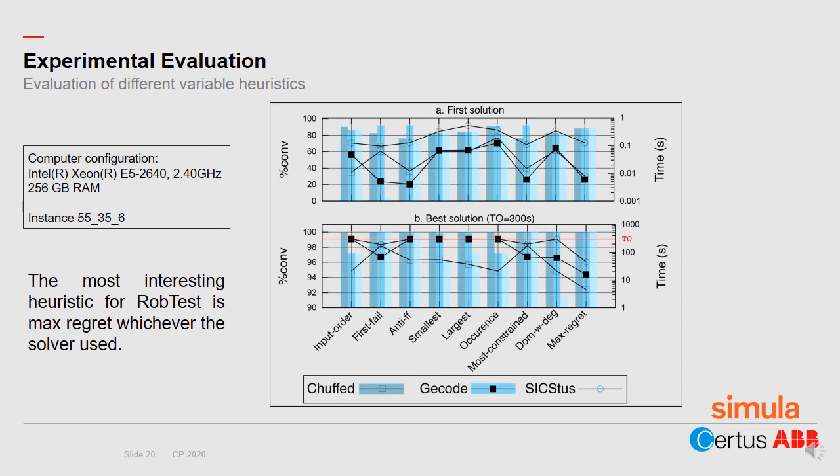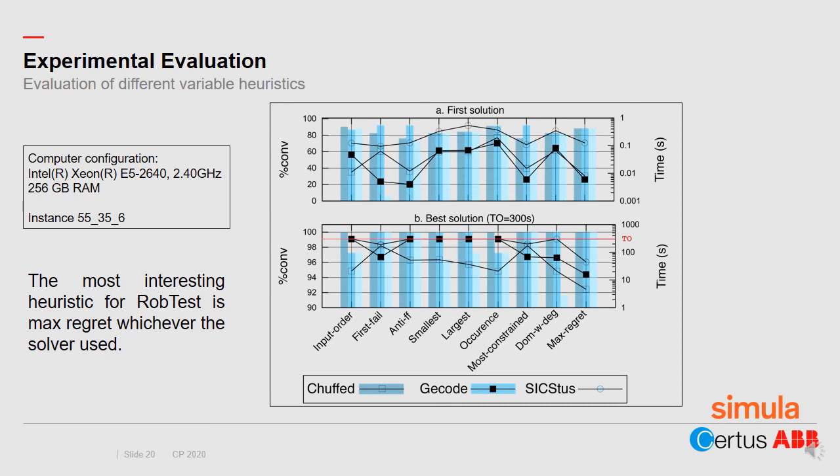On the first part, we focus on the first solution. So you can see that all solvers are able to return a first solution in less than 1 second. Also, the quality of this first solution is higher than 80% in most of the cases.